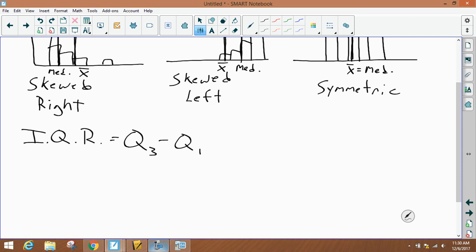We talked about what your quartiles are yesterday, right? All right. You don't really need to know a lot more about it. I just want to give you a complete description of one variable statistics. All right.